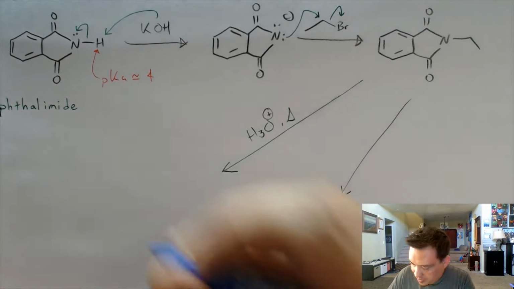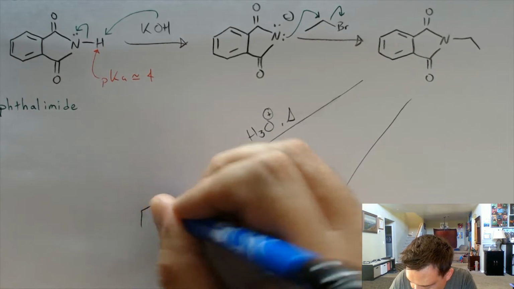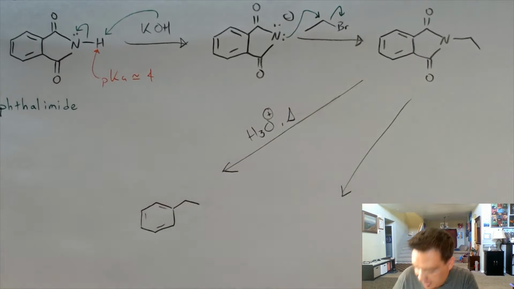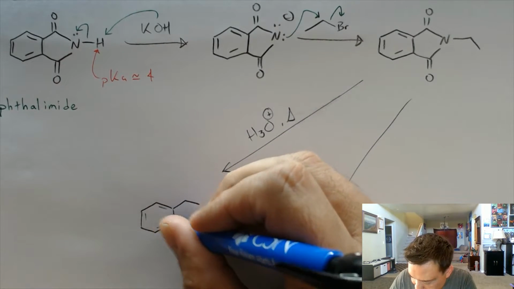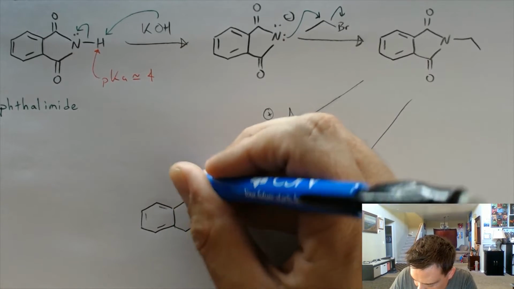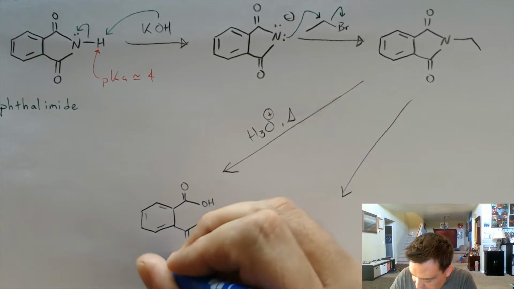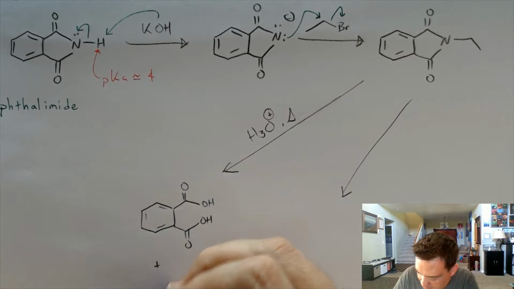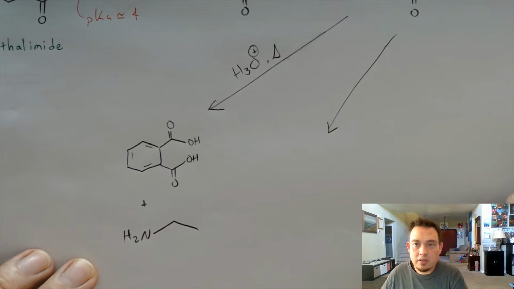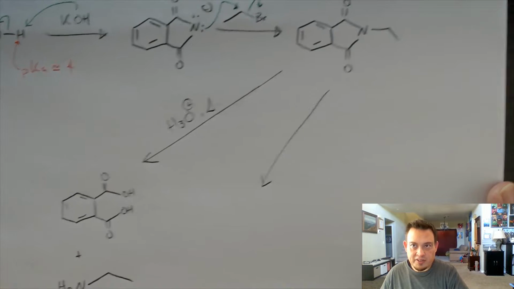So let me draw the products here. So that ring is going to pop open and these 2 groups are going to be carboxylic acids. Like that, and then we have our primary amine released. Like so. Double check. All right. So let me, starting like that.